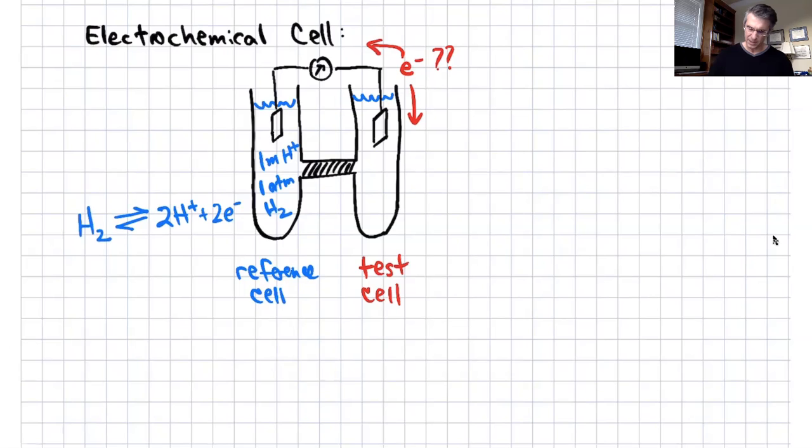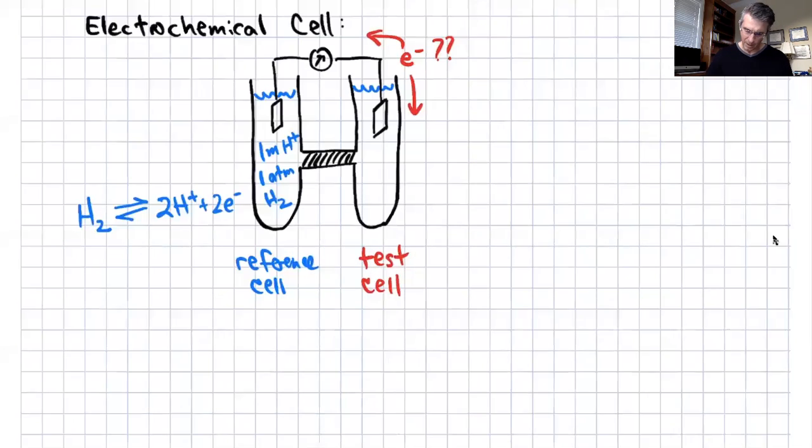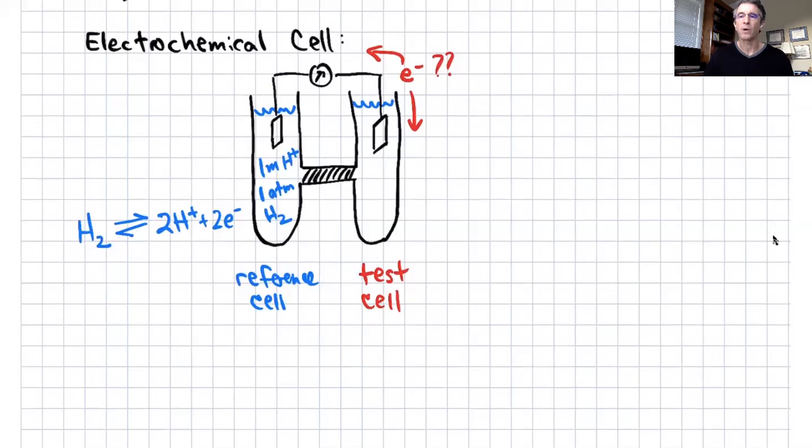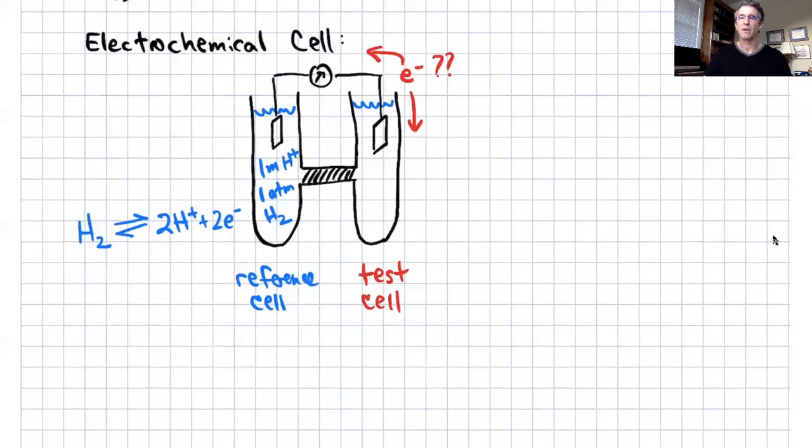For example, let's say we wanted to know how readily that iron 2, iron 3 reaction gives up or takes up electrons. So we could say we have this simple iron 2 goes to iron 3 plus an electron. And we want to know, relative to that hydrogen reference cell, which way that would happen. So in that case, you would put 1 molar iron 2.